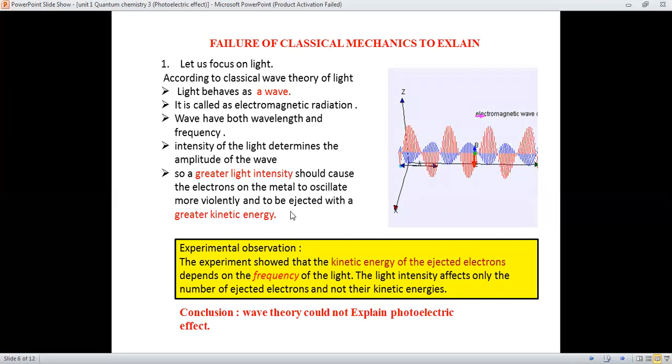But we have seen that the experimental fact is completely different: the kinetic energy of the ejected electron depends on the frequency of the light radiation and does not depend upon the intensity. So classical theory, or wave theory, could not explain the photoelectric effect.